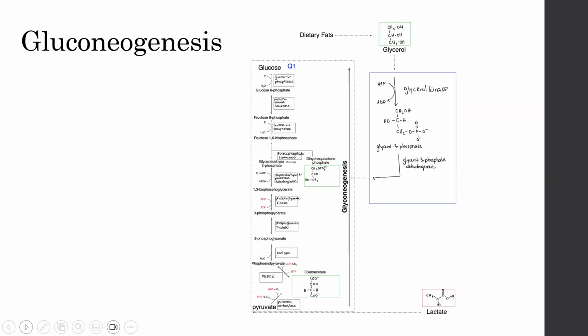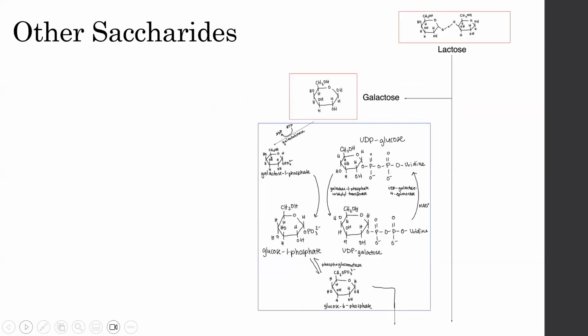Conversely, pyruvate can be used to create glucose in times of fasting or starvation through gluconeogenesis. Other sugars can also be broken down to glucose or glucose 6 phosphate in order to enter glycolysis and generate energy. Some examples are shown here, lactose and galactose.